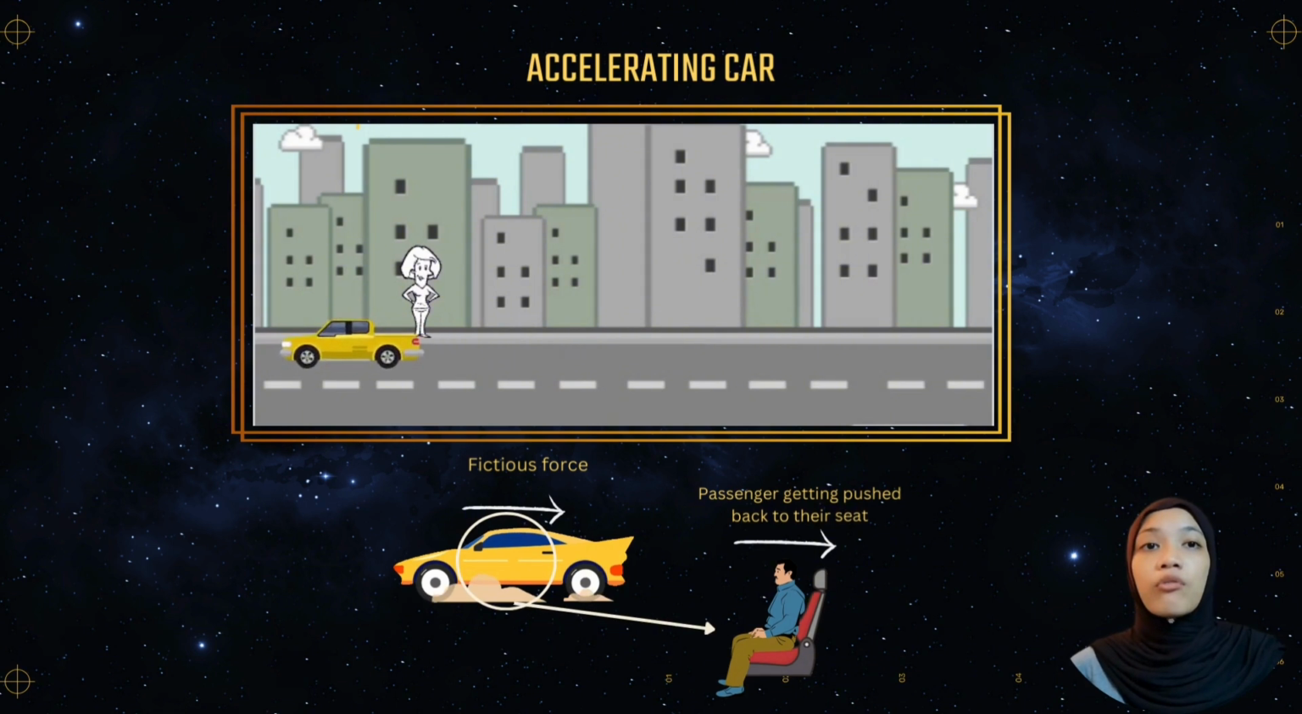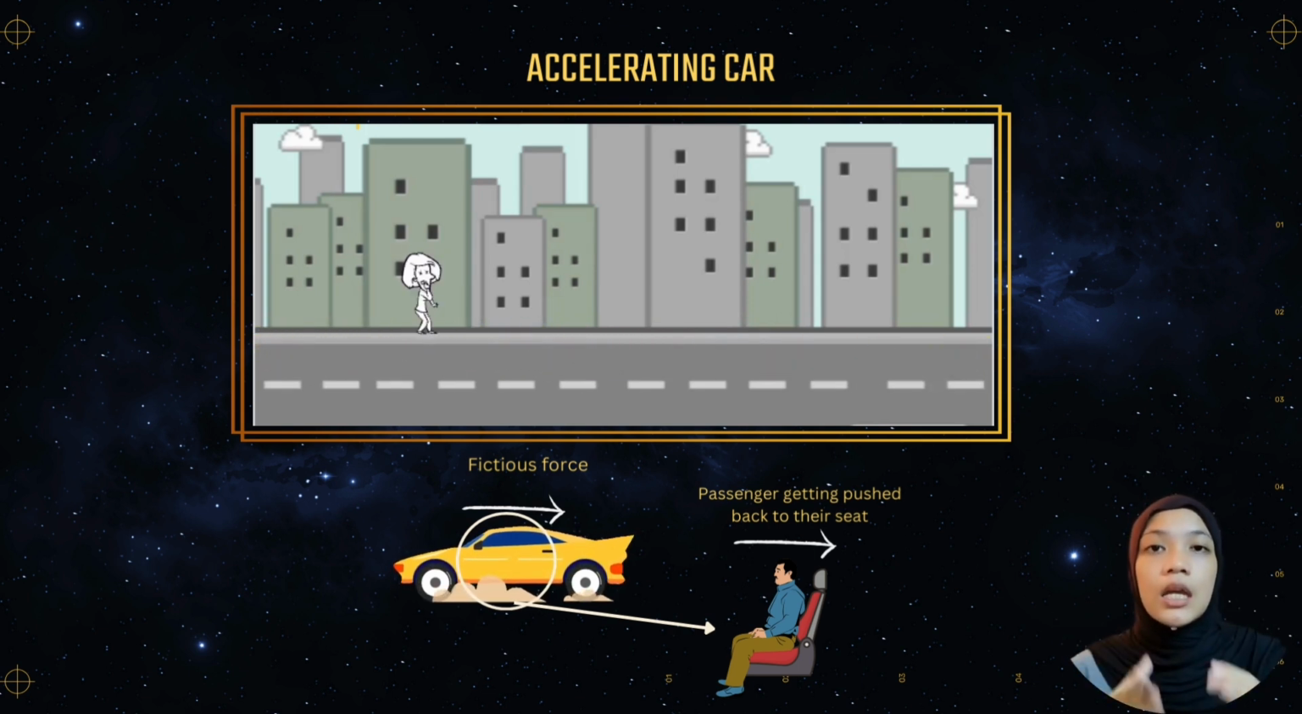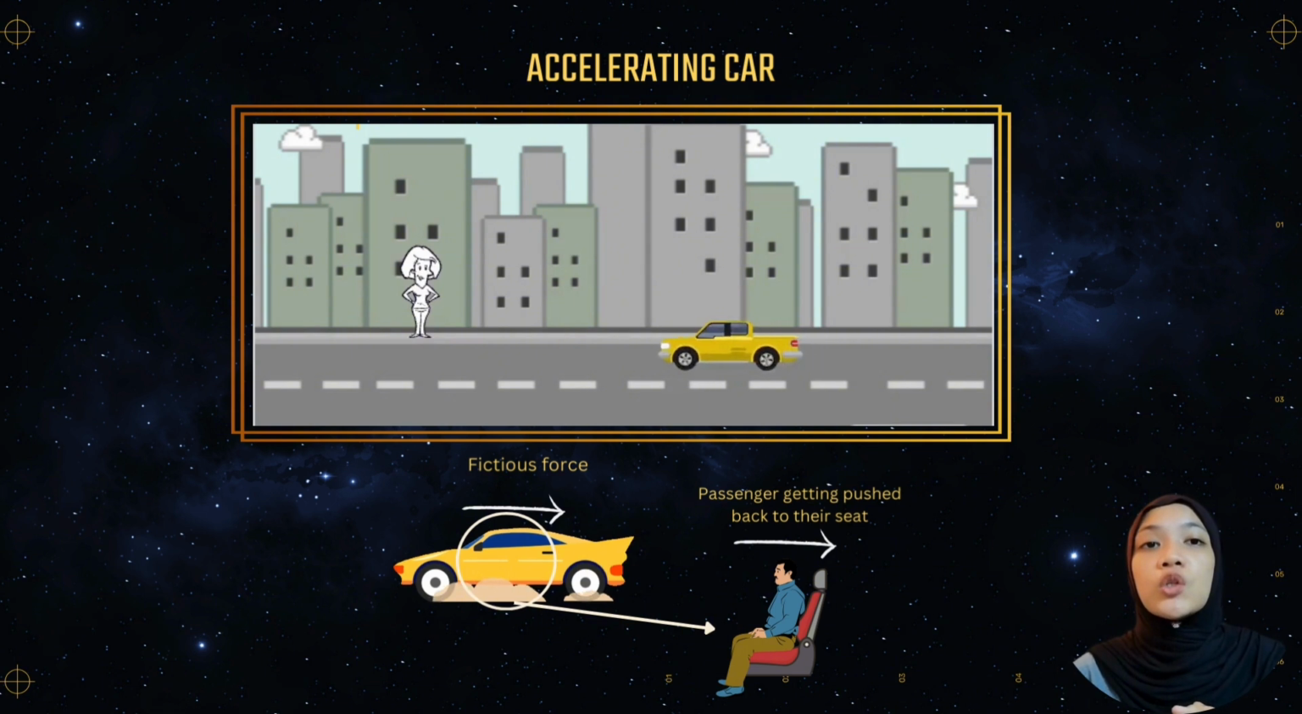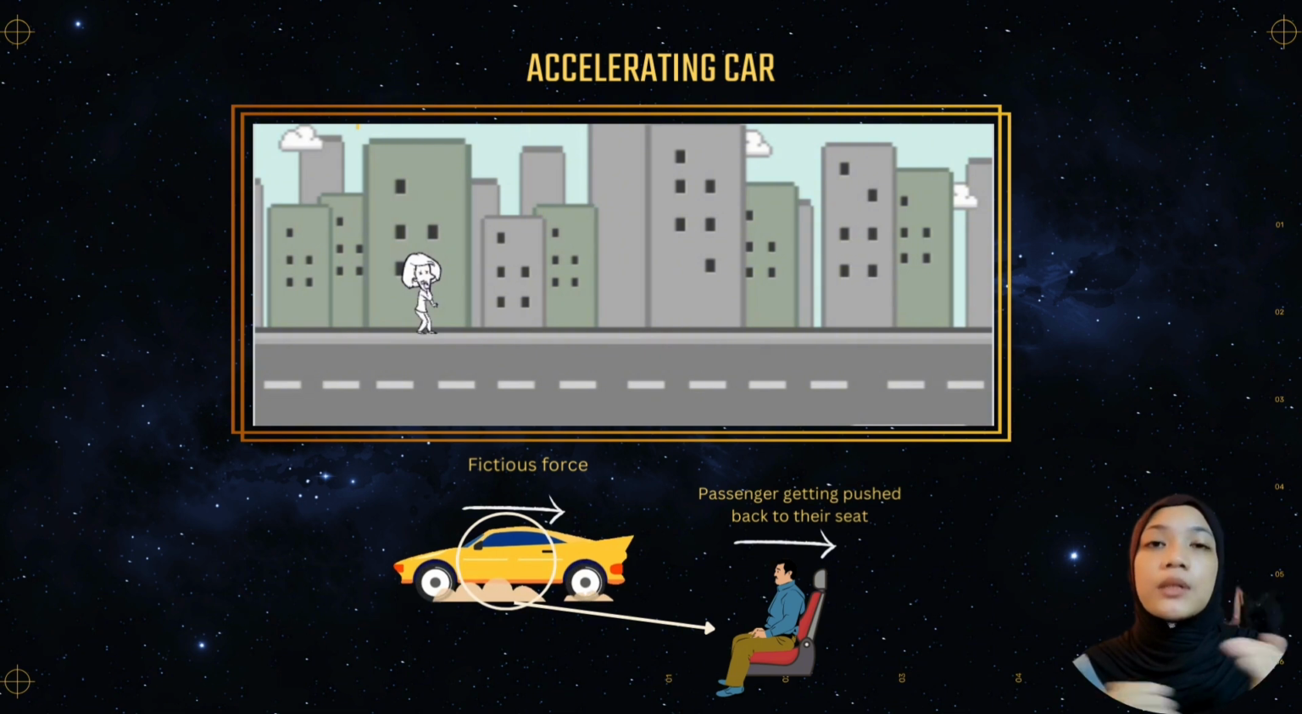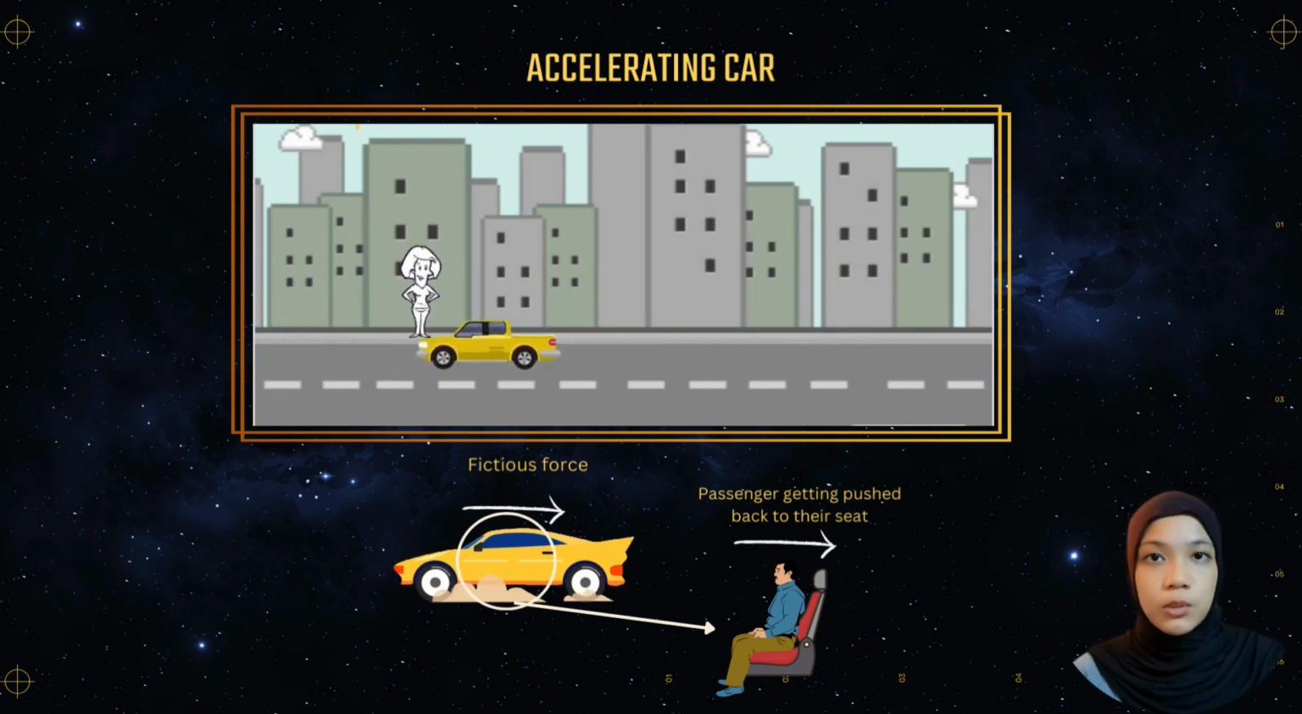The first example of a non-inertial system is an accelerating car. When a car accelerates forwards, observers or passengers in the car will feel as if they've been pushed back into their seat. This sensation is due to the fictitious force that appears to act on the passenger in the opposite direction of the car's acceleration. From the perspective of observers inside the car, this fictitious force is the opposite of the acceleration, which means that F fictitious equals negative ma.